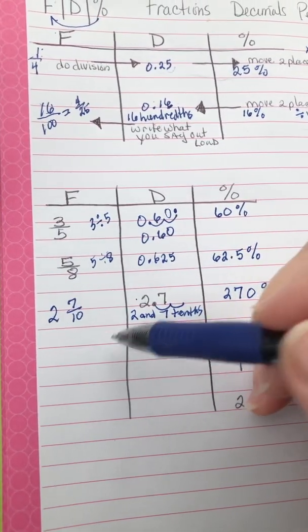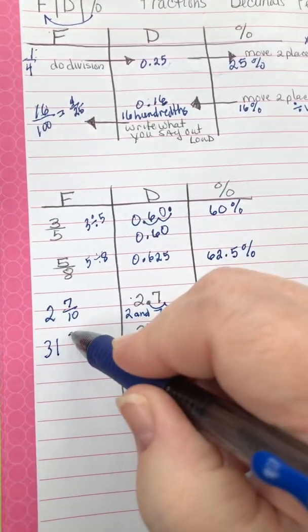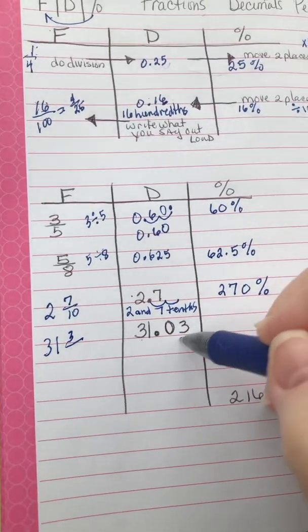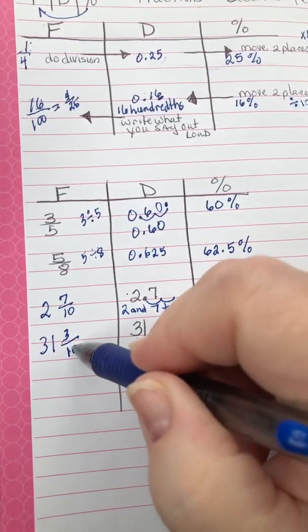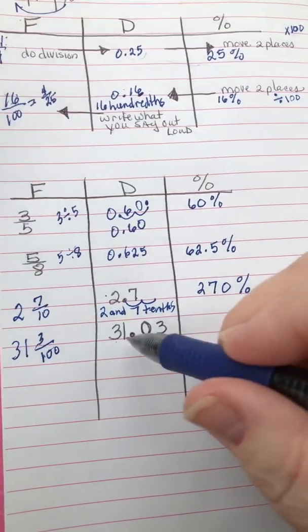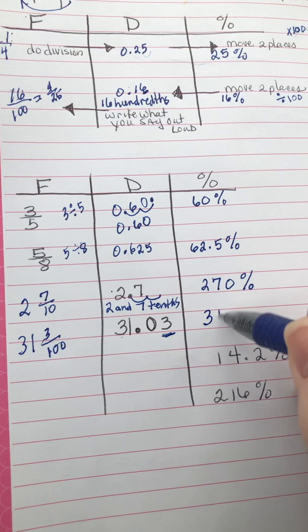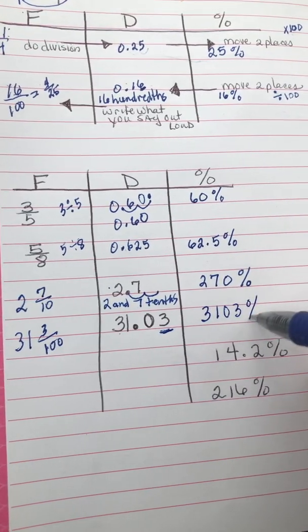This one, to turn it into a fraction, it's 31 and 3, and then the place value is hundredths. We can't reduce that. If we turn it into a percent, we're moving it over 2 places, so that's 3,103%.